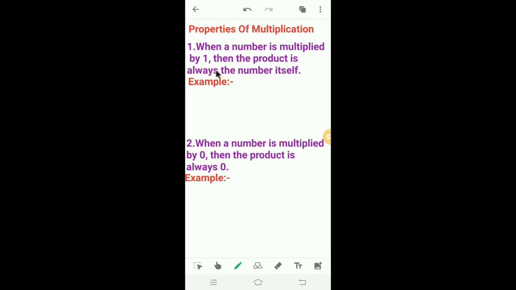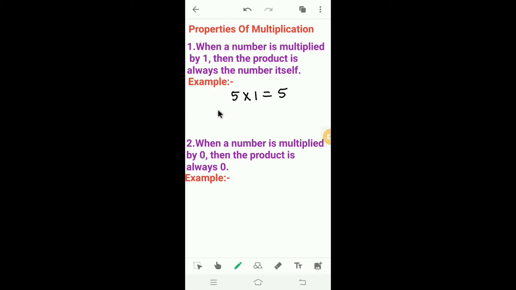What is the first property? When a number is multiplied by 1, then the product is always the number itself. For example, 5 multiplied by 1. 5 into 1 is equal to 5. The product is the number itself. When a number is multiplied by 1, then the product is always the number itself.